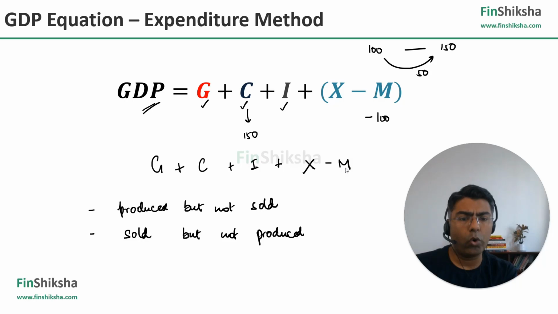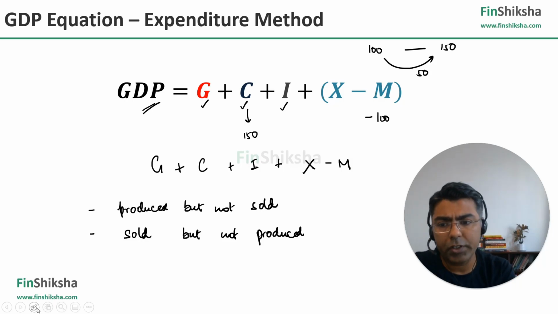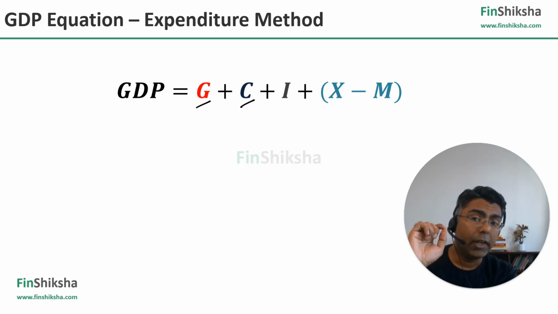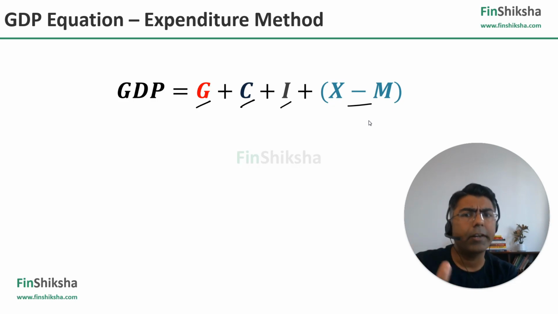So that gives us four components to this equation. If you look at this equation, there will be broadly four components. You have the government spending, you have private consumption, you have business investments, and you have X minus M. There are some minor adjustments as well.